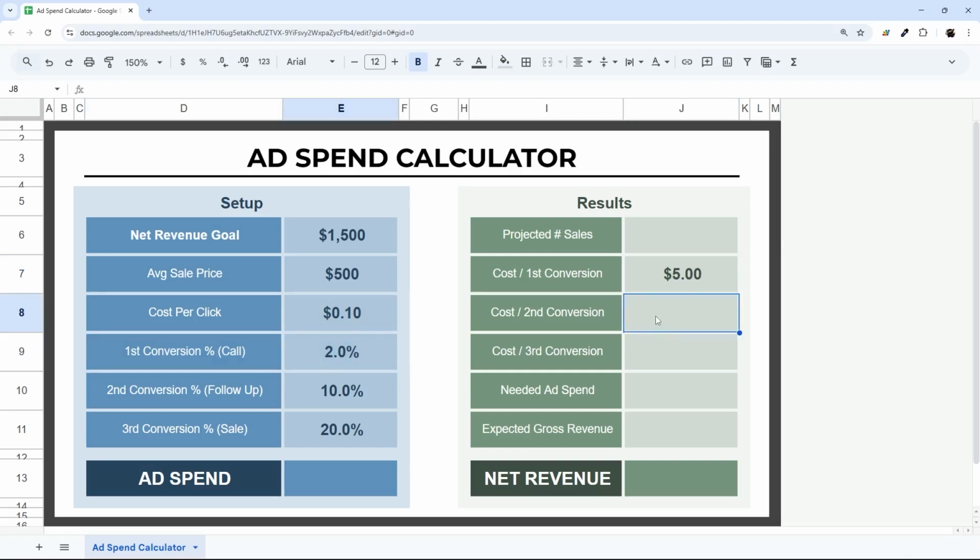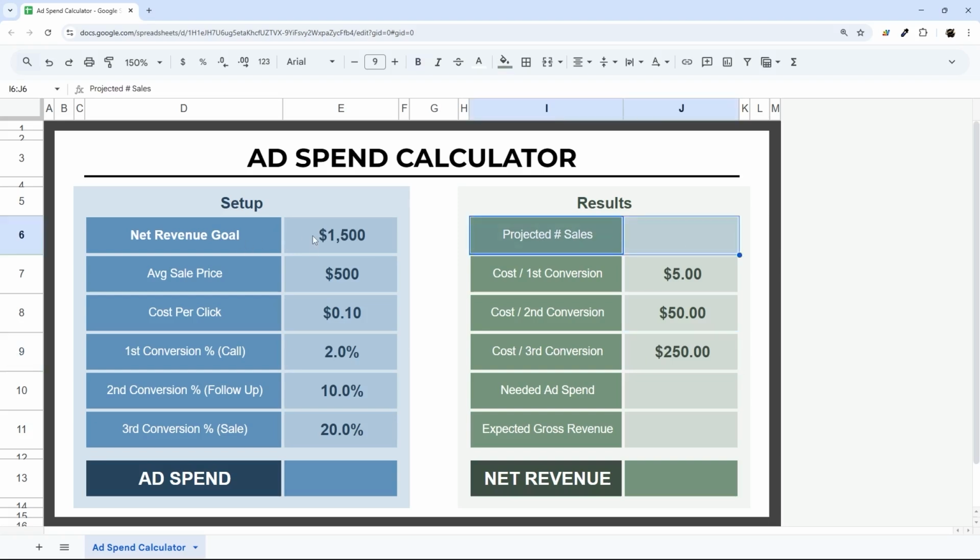And then for the second conversion, we're going to take this cost and then divide it by our second conversion percentage. For our third and final conversion, we'll do this cost divided by that conversion percentage. So this gives us the cost per sale. And so with that cost per sale, what we need to do is now determine how many sales we need to meet our net revenue goal.